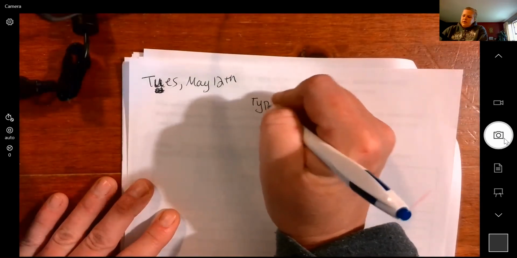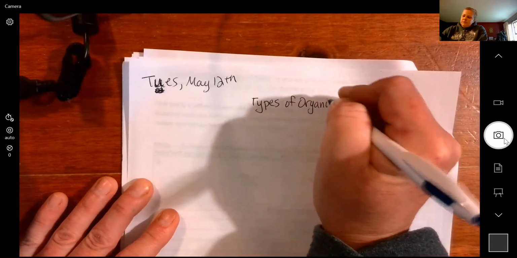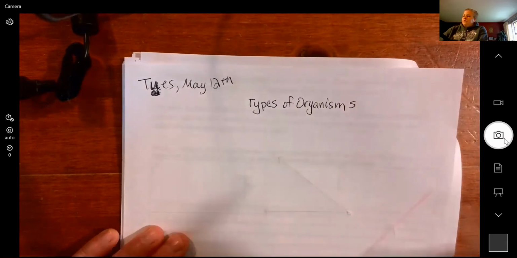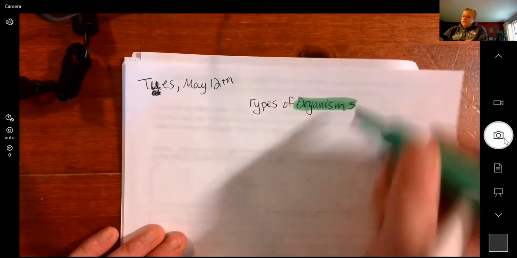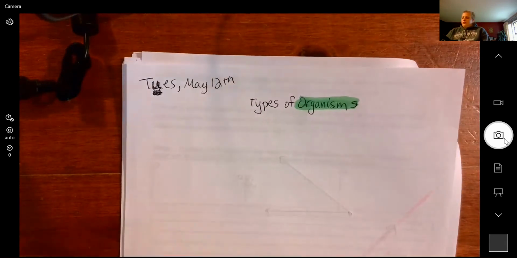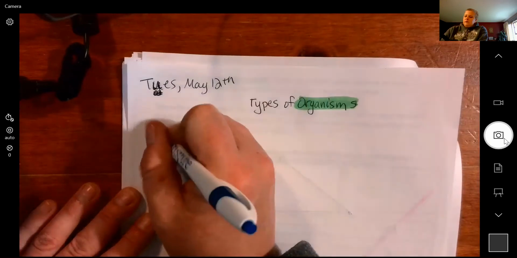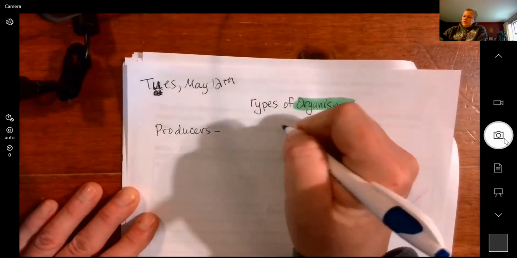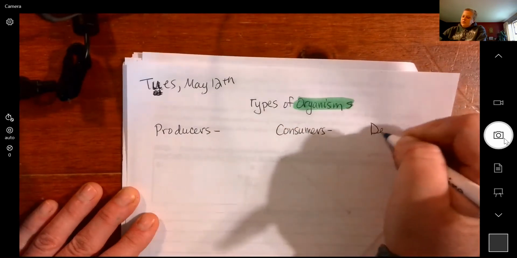Our title, diagrams need titles, types of organisms. An organism is just the name for a living thing. So we have three different types. What were our three types of organisms? Producers, consumers, and decomposers.